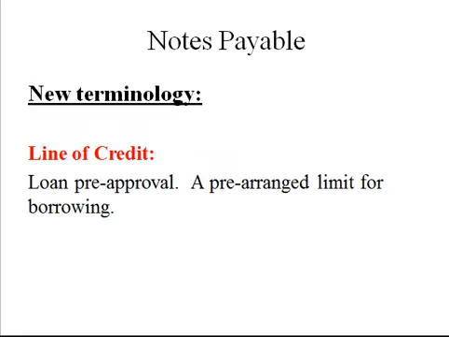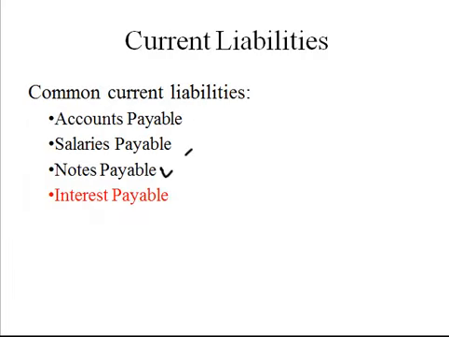Some new terminology to be familiar with is line of credit. It's very common for businesses to seek loan pre-approval, a prearranged limit for borrowing. This enables the business to borrow and repay money as it needs in the ordinary course of business without having to seek formal approval from the bank at each borrowing opportunity. It's simply a matter of convenience. If we borrow money on a note, we inevitably will incur interest.